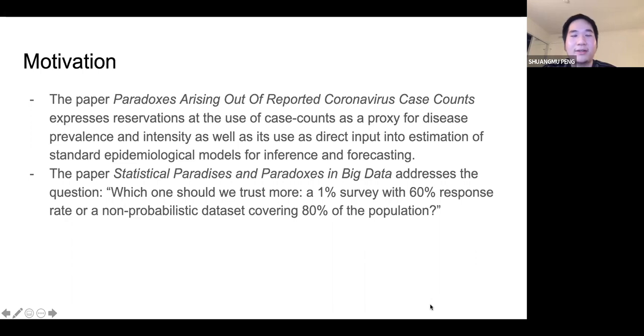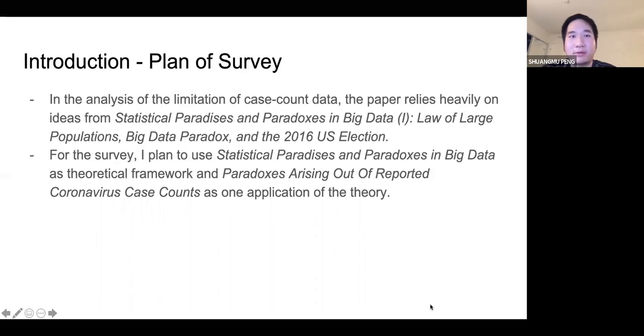For example, a sample question is, which one should we trust more? A 1% survey with 60% response rate, or a non-probabilistic data set covering 80% of the population? And I think what Meng tries to focus on here is that sometimes data quality matters more than data quantity, and in our case, there have been limitations in this big data, such as imperfect testing. Some tests are given only to patients with severe symptoms, and those with little or no symptoms are omitted.